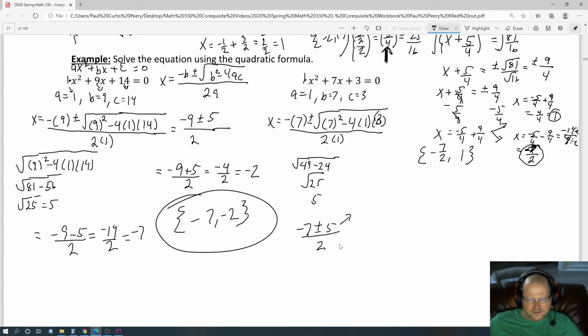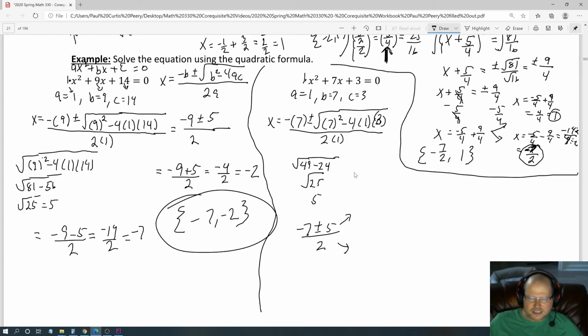So now we have to break it off into the positive and negative versions of this. We separate these a little bit. Like that, sorry. I know this is getting way messy. I need to learn to write smaller, I guess. Okay, so we have a negative 7 plus 5 over 2. Negative 7 plus 5 is a negative 2 over 2. Negative 2 divided by 2 is negative 1. Awesome! So now we say negative 7 minus 5 over 2. Negative 7 minus 5 is negative 12 over 2. Negative 12 divided by 2 is negative 6.